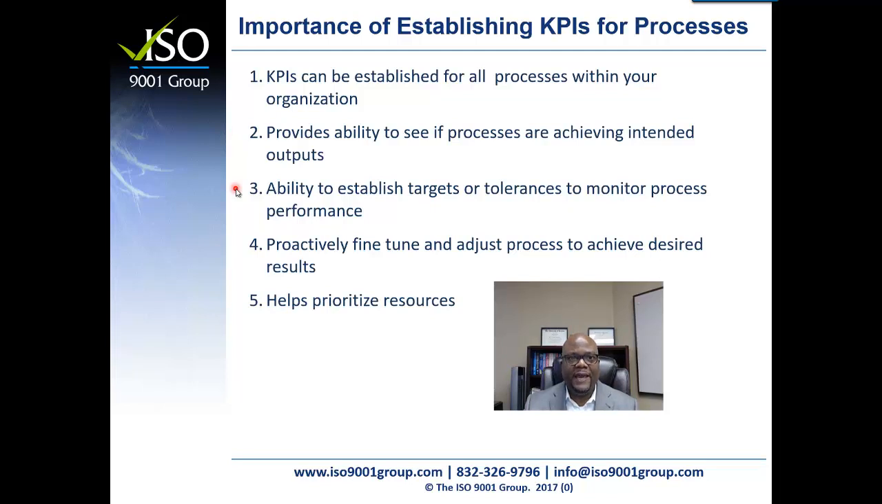Thirdly, establishing KPIs gives us the ability to establish targets and tolerances so that we can monitor and control the process. Without having a target for a process, we cannot measure it. So we need to establish a baseline target of what the process is designed to achieve. Now, once we have a target established, and if the process is not meeting the target, we can now fine-tune the process. We can calibrate it. We can make changes so that we can get the desired output of our processes.